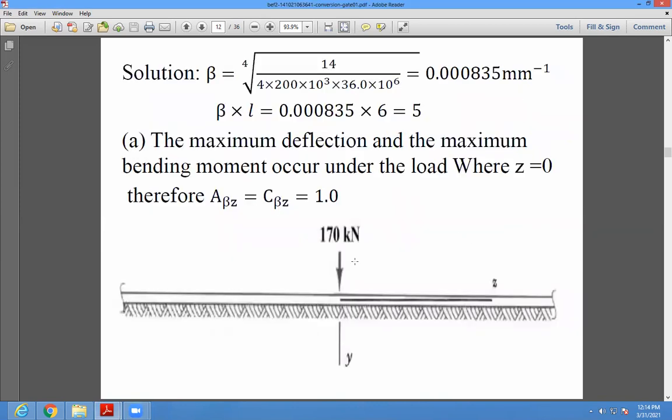Okay, now please draw this diagram first. We have taken the origin here where the load is acting. This is Z axis, this is your Y axis, right? We have taken the origin where the load is applied, at that particular point value of Z is 0. So please draw this diagram.